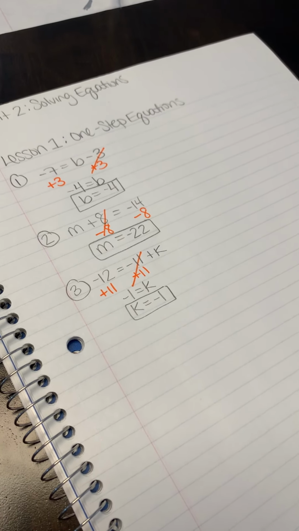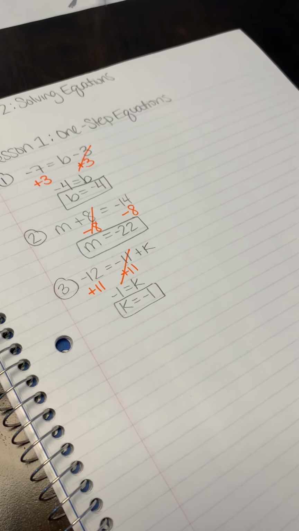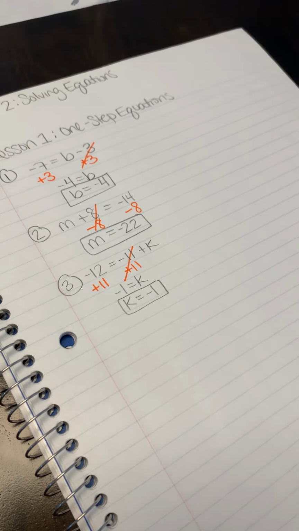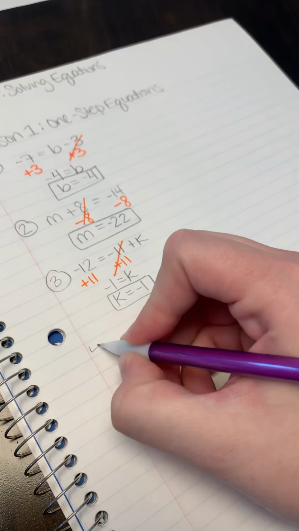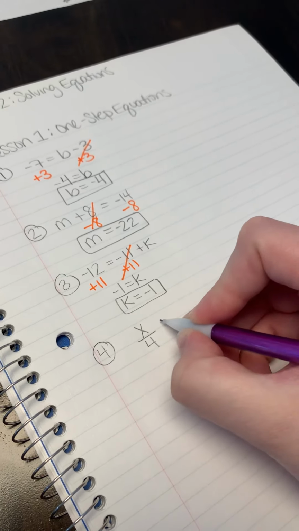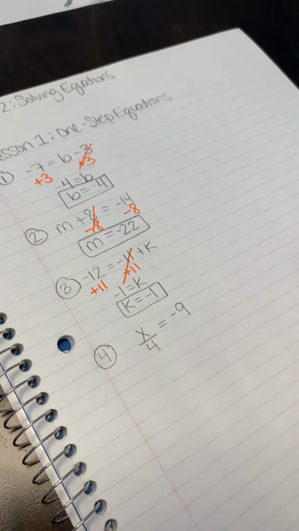Now let's look at problems where we have to multiply or divide in order to simplify and isolate the variable. Number 4. X divided by 4 equals negative 9.